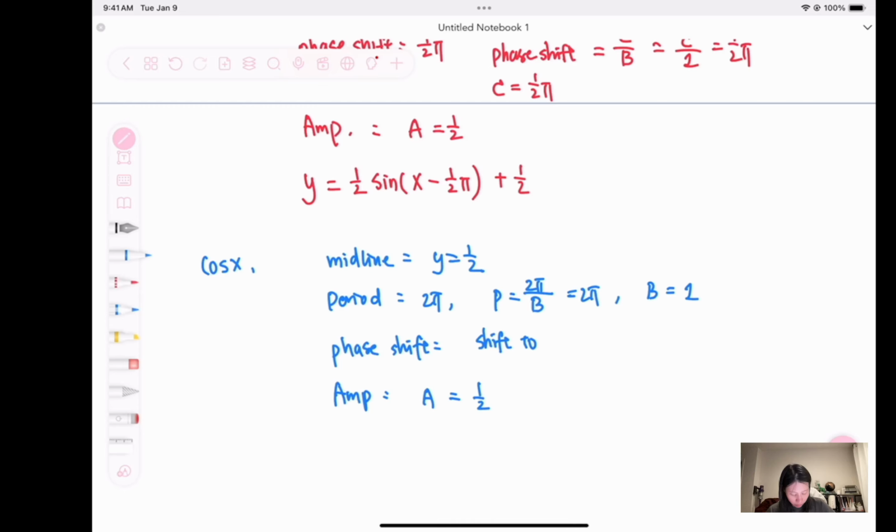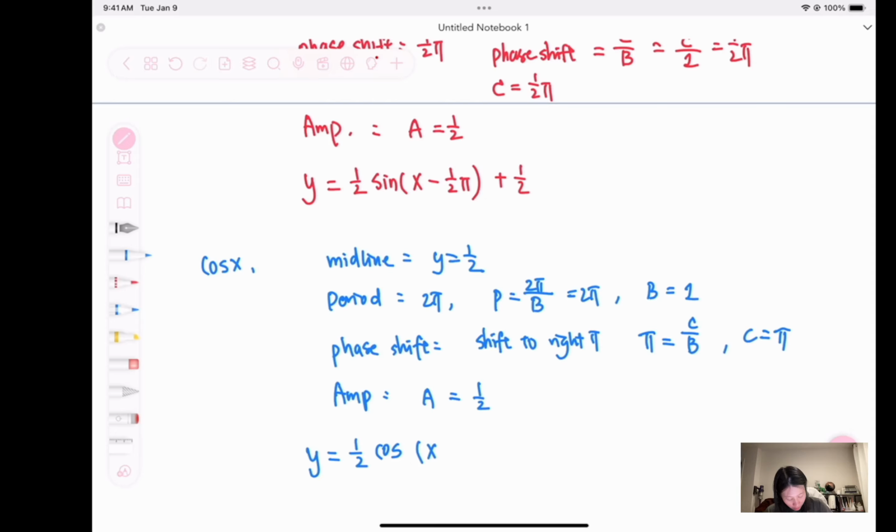When we know that the shift is equal to C divided by B, where our B is equal to 1, solving that, we get that C is equal to pi. So together, y is equal to 1/2 cosine of (x minus pi) plus 1/2.